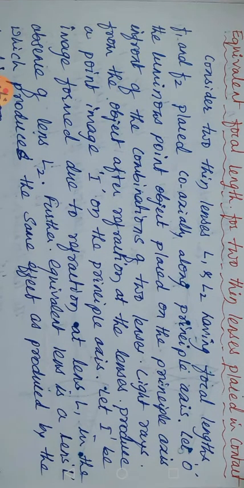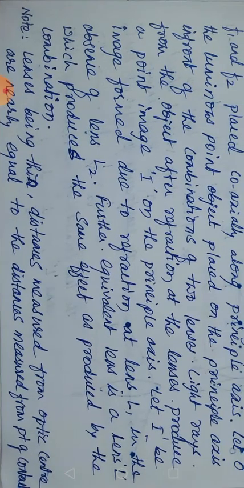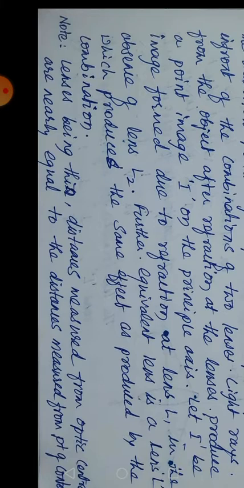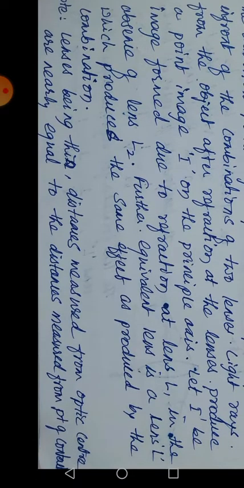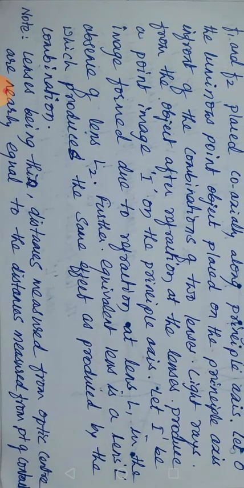Light rays from the object after refraction at the lenses produce a point image I on the principal axis. Let I dash be the image formed due to refraction at lens L1 in the absence of lens L2. Further, the equivalent lens is a lens which produces the same effect as produced by the combination. Note, lenses being thin, distances measured from optic center are nearly equal to the distances measured from the point of contact.